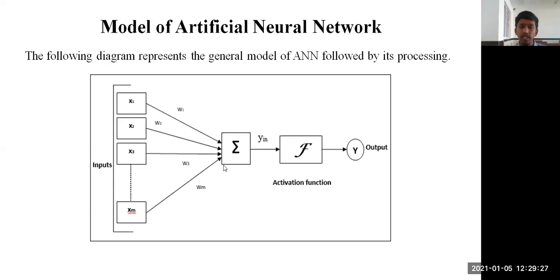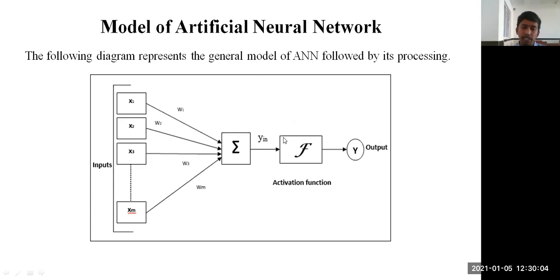Here you can see the summation function indicating the y input. If you want to get the input, you need to sum all these inputs. That input will be transferred to an activation function f here, and that activation function will apply the necessary computation methods or functions, and it will give you some y output. In today's session, we will discuss what this activation function is, what the different activation functions available are, and what the role of the activation function is in artificial neural networks.